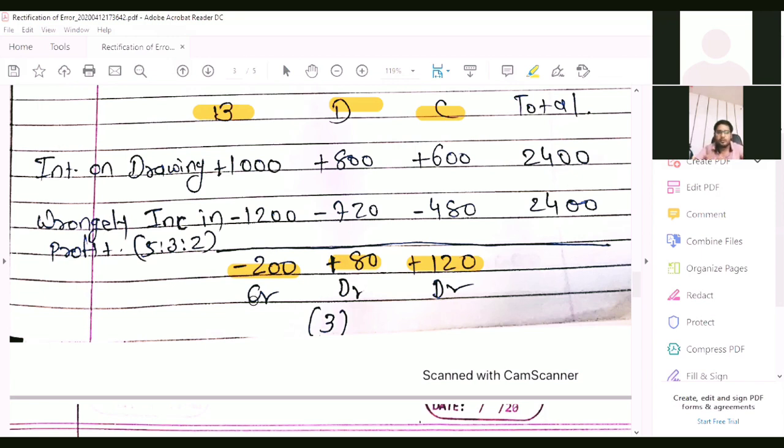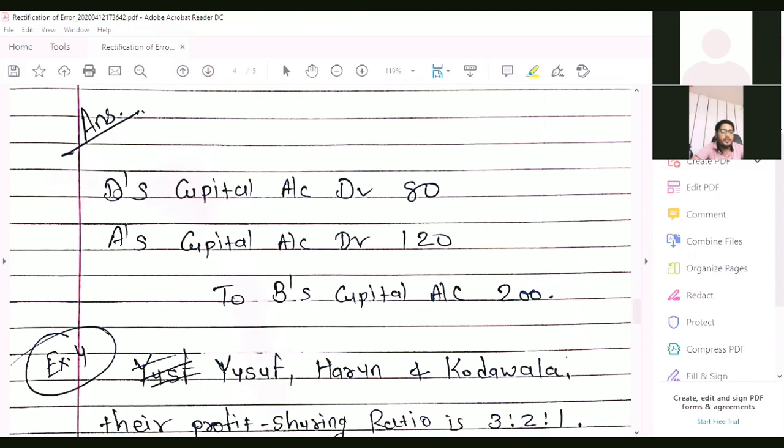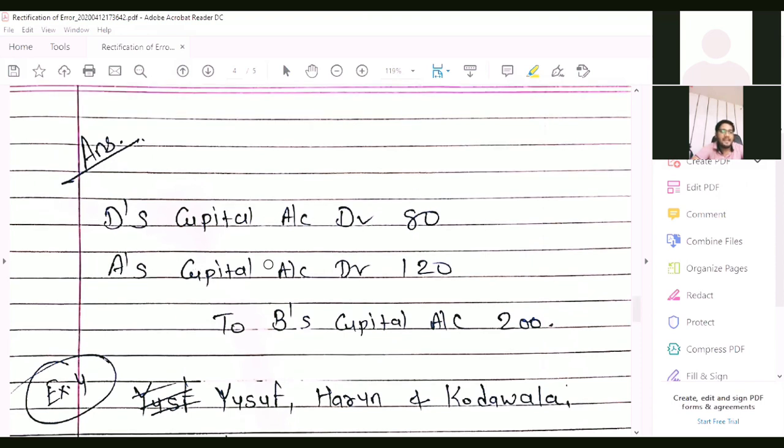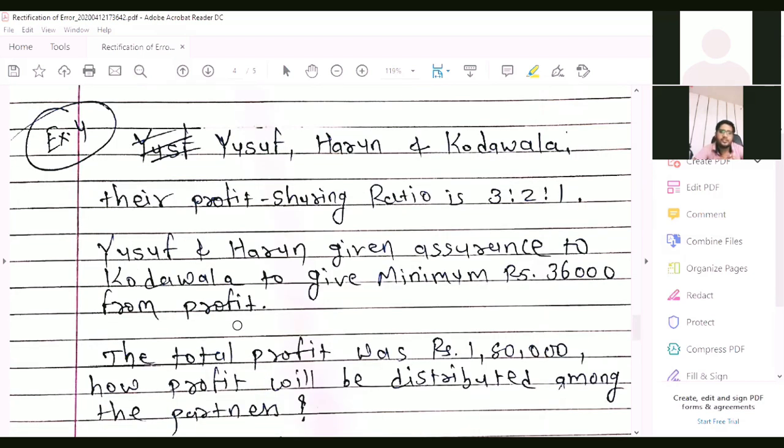But the effect should be given in partner's capital account, right? So what is the journal entry? Let's see. D's capital account debit 80, A's capital account debit 120, to B's capital account 200. I hope it is clear. So this is the third sum. And the last sum of this topic, which is very simple.